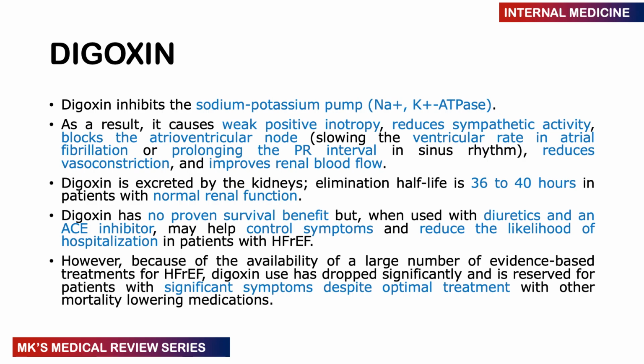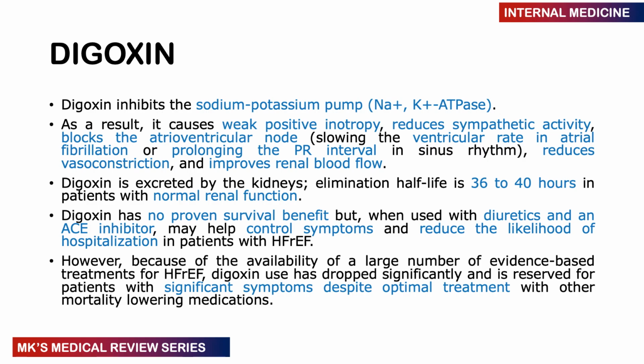The other thing that it's going to do is reduce the vasoconstriction and improve the renal blood flow. It's largely excreted in the kidney, so if someone does have some renal dysfunction, you have to actually look at the dose and modify the dose of the digoxin. It has an elimination half-life of about 36 to 40 hours in a patient with normal renal function.